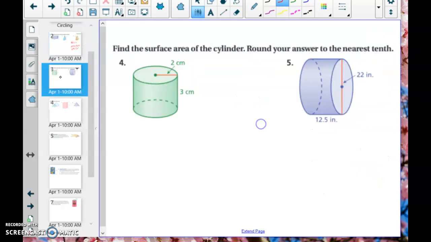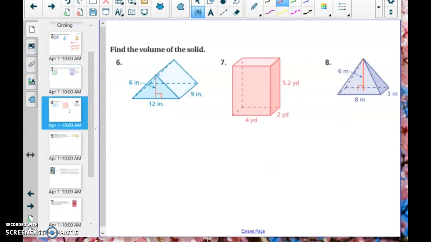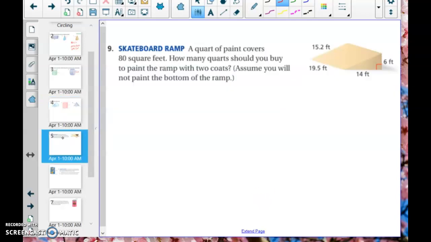All right, most students don't have too much of a trouble with cylinders. Hopefully you did recognize that this one they are giving you the diameter, so the radius should have actually been 11 for that one. Most students didn't have too much trouble with volume. Remember, area of the base times height for 6 and 7. Remember, you got to do area of the base times height divided by 3 for number 8 because it is a pyramid.